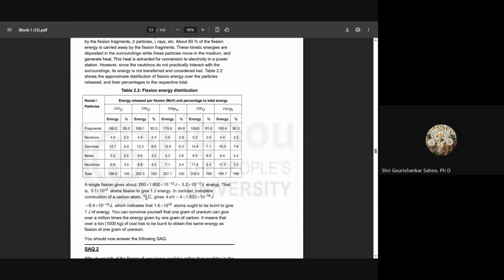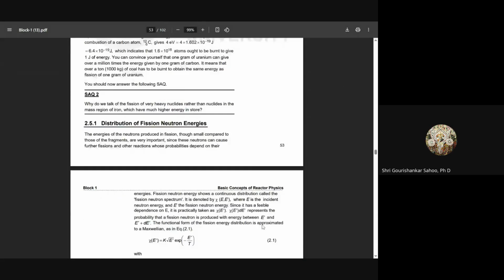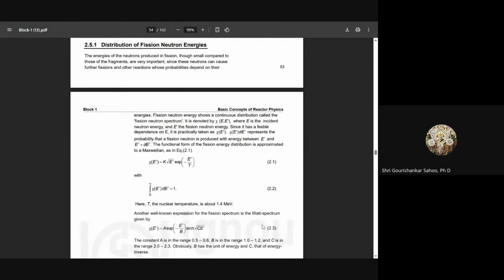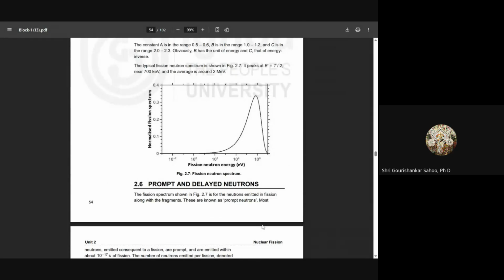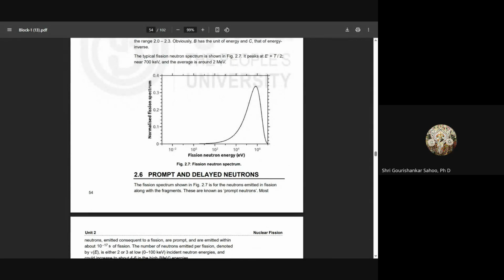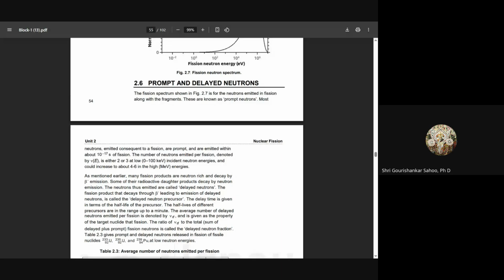So you can see the distribution of fission neutron energies versus the normalized fission spectrum. So it is a peaked curve. It peaks at E' equal to T by 2, you can see, and it is around 700 kilo electron volt, and it is in logarithmic scale on the screen, and the average is around 2 mega electron volt.